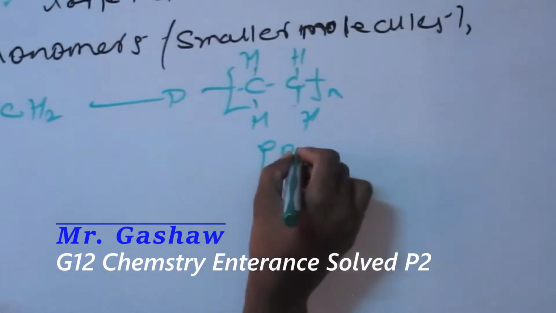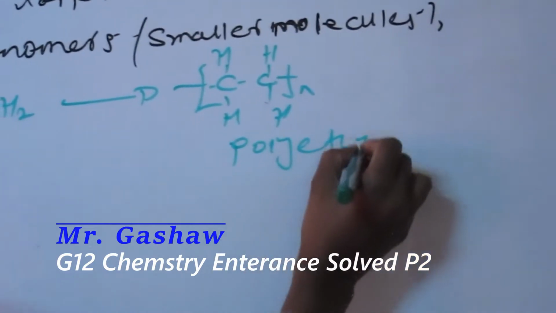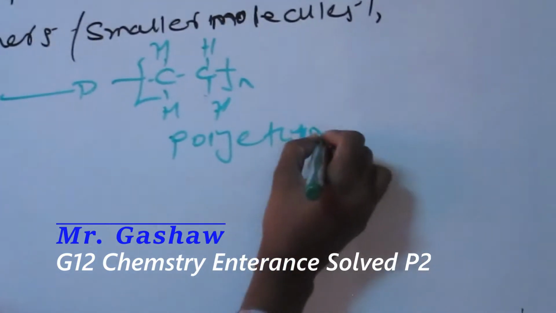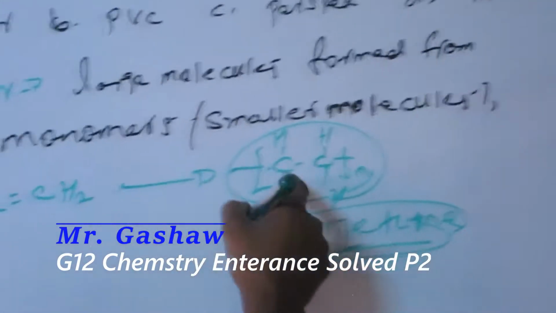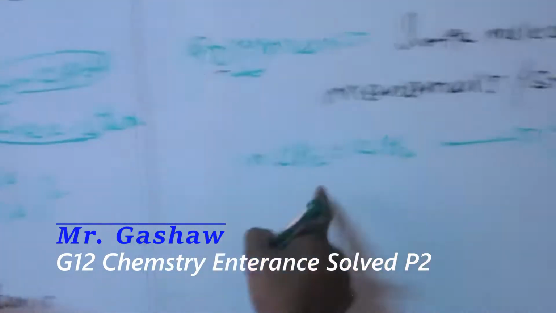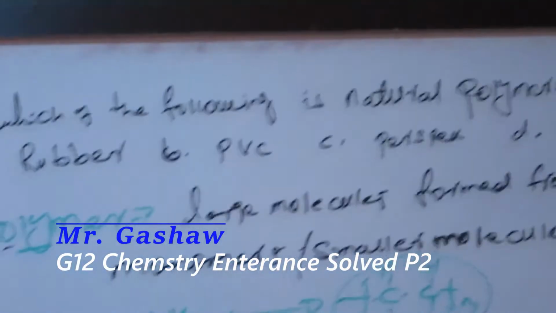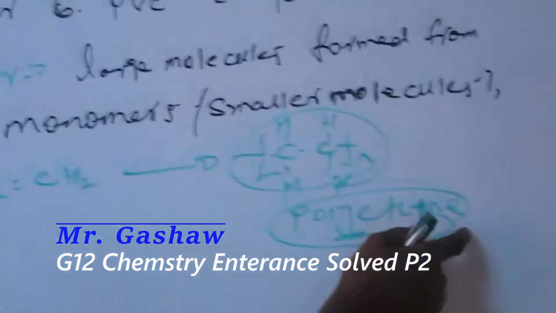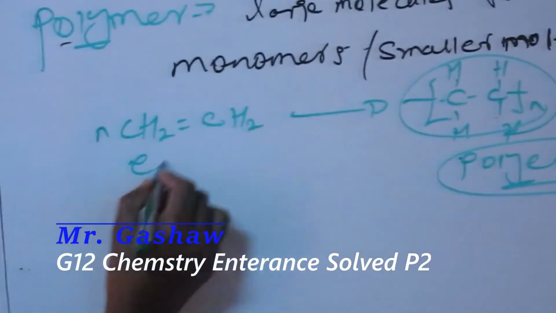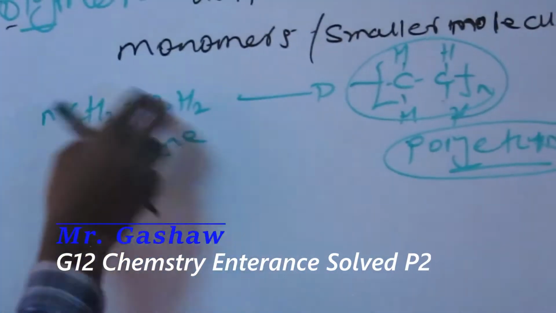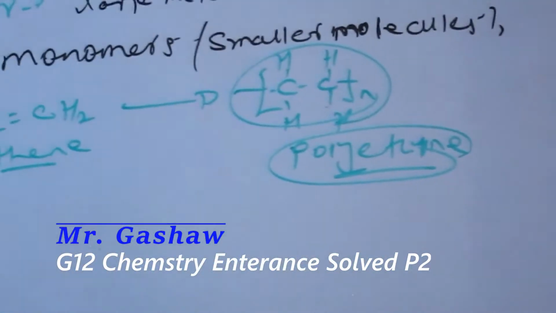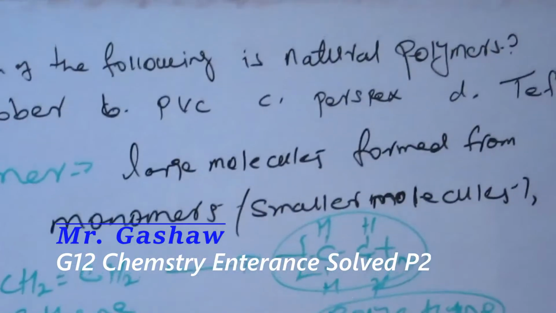This one is called polyethene. That means it contains large molecules of what? Ethene. These large molecules are produced from ethene. This one is a smaller molecule. These repeating units produce large molecules. That large molecule, we call it a polymer.